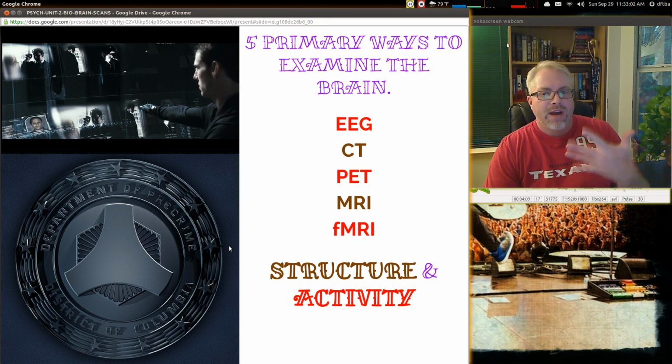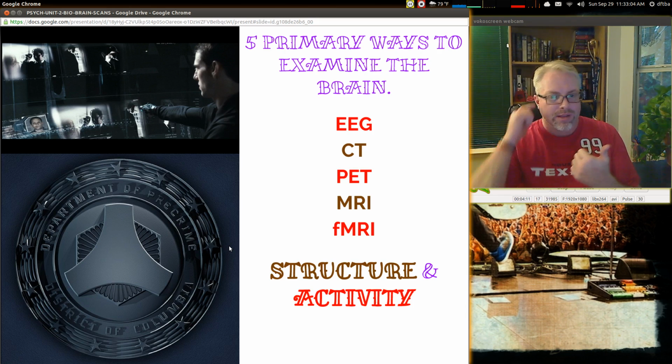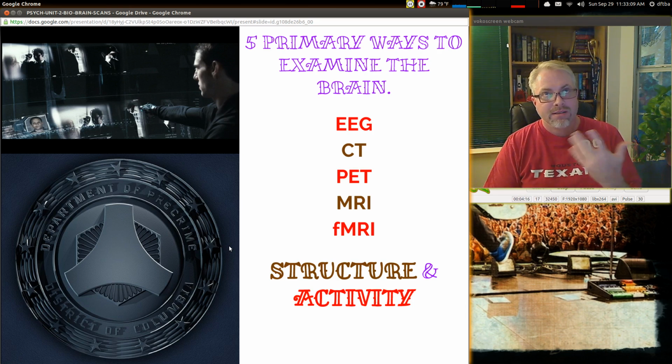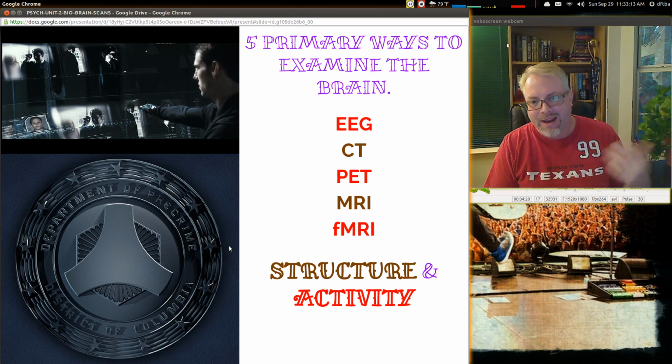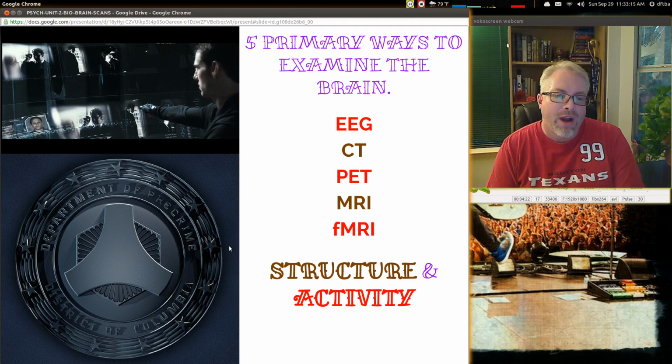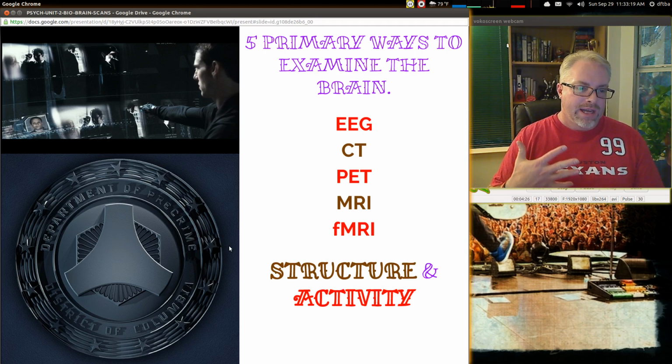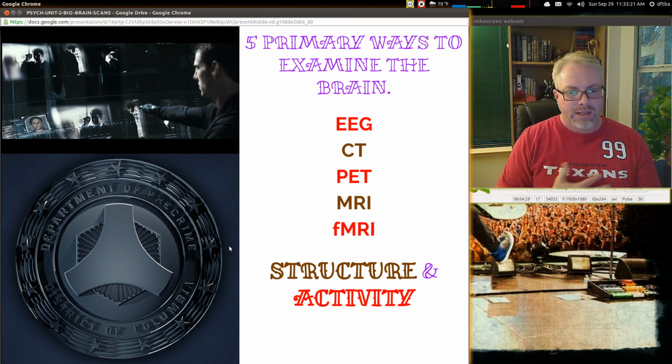So there are 5 different ways: the EEG, the CT, which sometimes we call a CAT scan, the PET scan, which isn't a CAT scan, but it's a cat's a pet, I know. The MRI and the fMRI, and those are the 5 I think you should really know for the test. I think there are some others, but these are the ones I think you should focus on.